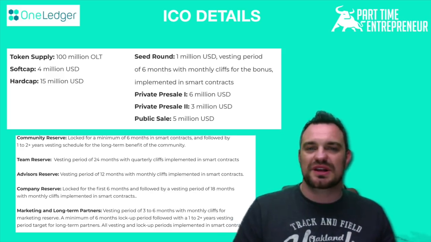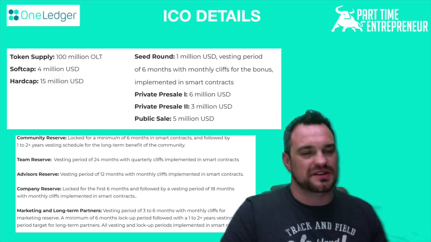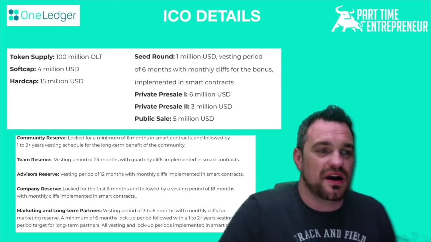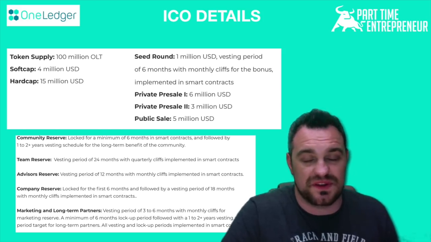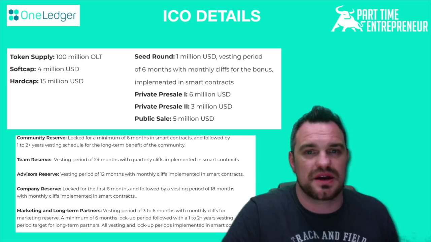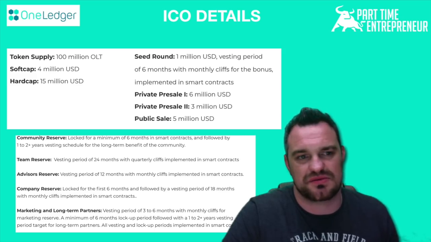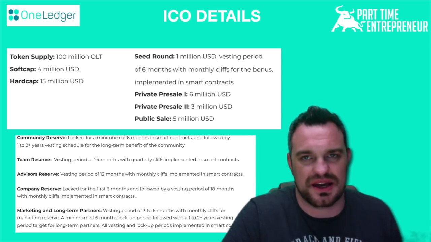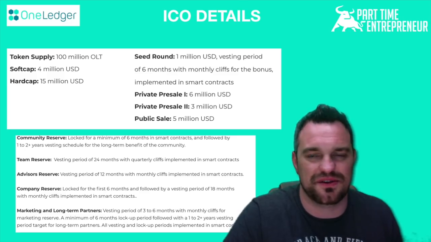So there's 100 million OLT. 100 million OLT, soft cap 4 million, hard cap 15 million. Now this is decent. People are sending me projects where it's 50 million hard cap and it's a nothing project.